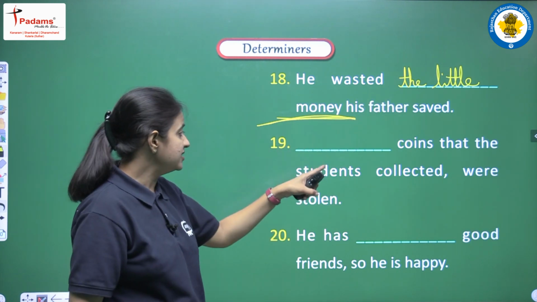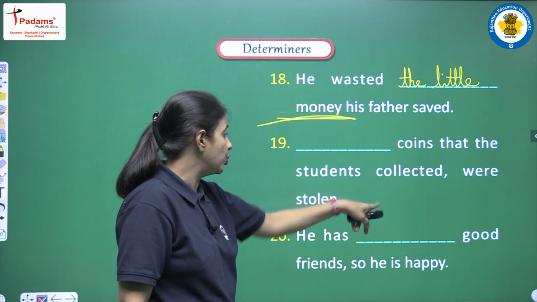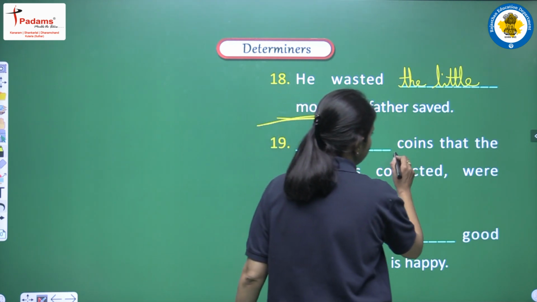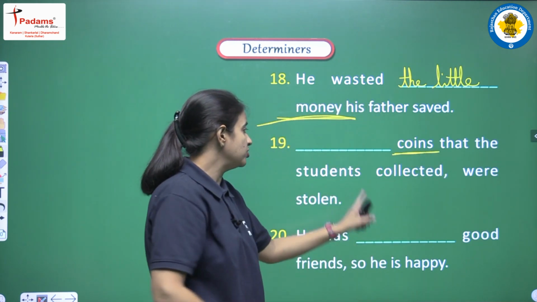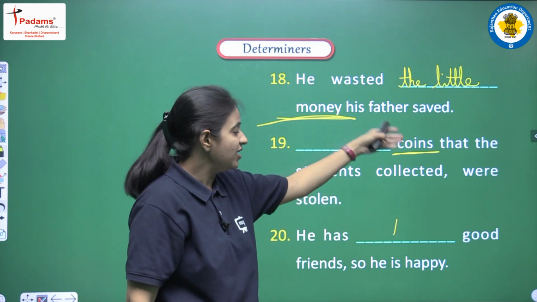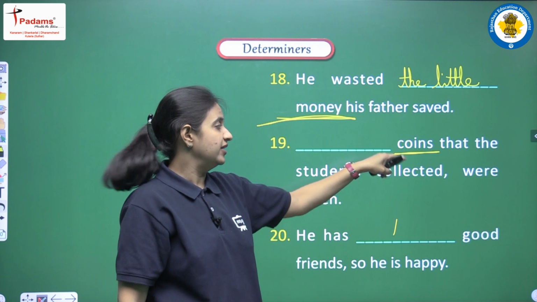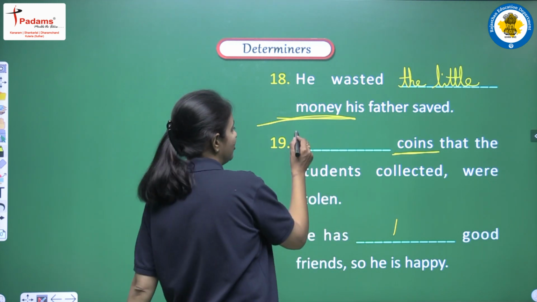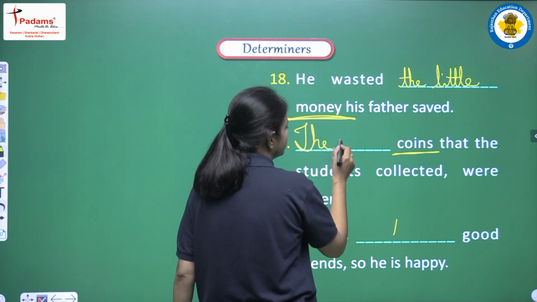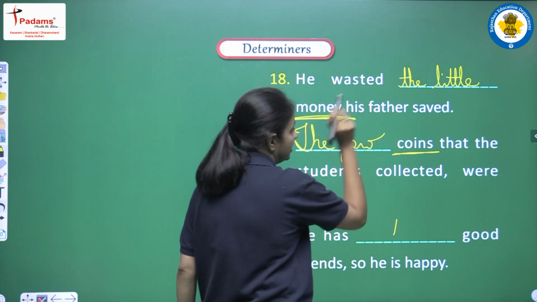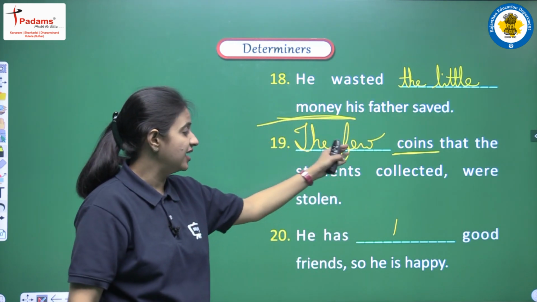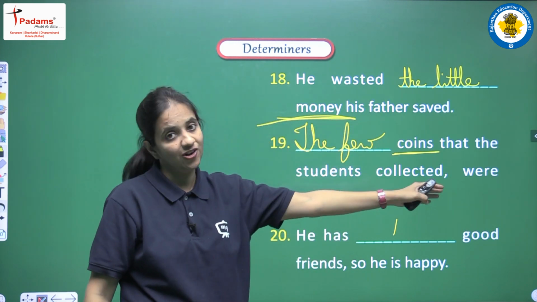Next is coins that the student collected were stolen. We are talking about the total number of the coins that was collected by the students, and we are saying that those total coins were stolen. Coins is a countable noun, so here our answer will be the few. The few coins that the students collected, they were all stolen.